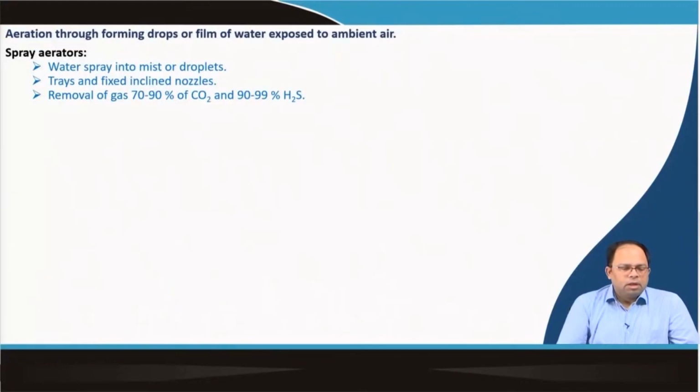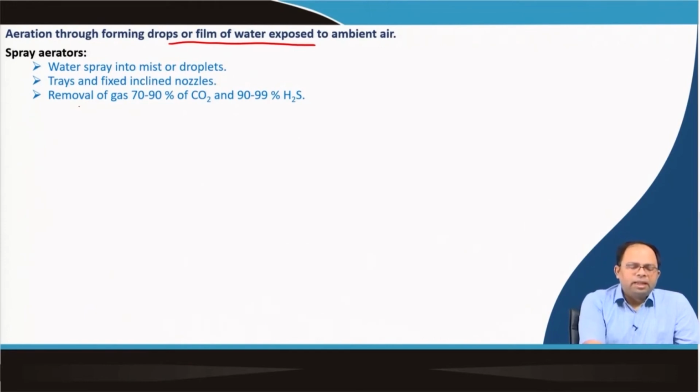So, the basic process is aeration, and it is achieved through formation of drops or films of water exposed to ambient air, in different kinds of aerators. The first kind is a spray aerator. As is evident from the term itself, the water is sprayed in the form of mist or droplets, and there are trays and fixed inclined nozzles. The trays collect the water when it comes down, and the inclined nozzles are used for spraying the water.